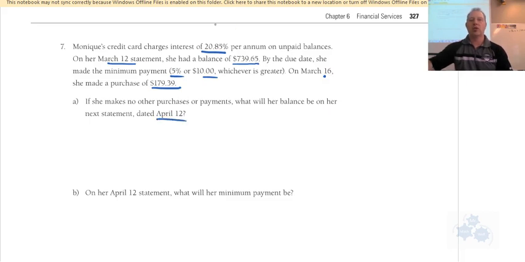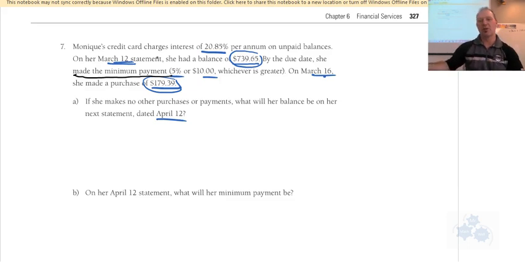April 12th? So we are looking at this purchase on March 12th, and this purchase on March 16th. The other thing we have to do is calculate the minimum payment she made, which I don't think any of you considered in this question. We don't want to forget that, because if you forget it right away, then we're dealing with the wrong number at the very beginning. It follows us through. So for this question, you have to look at what the minimum payment is.